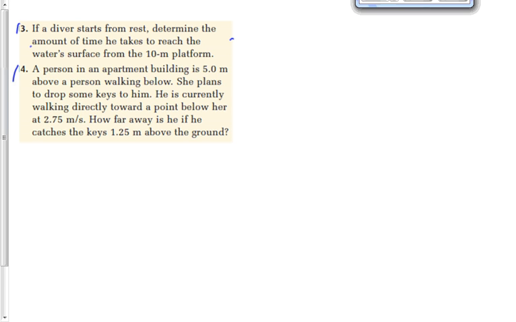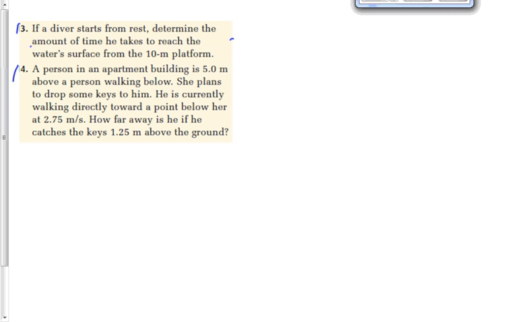Okay, 14, like this one. A person in an apartment building is 5 meters above a person walking below. She plans to drop some keys to him. He is currently walking toward a point below her at 2.75 meters per second. How far away is he if he catches the keys 1.25 meters above the ground? That's a tough question.